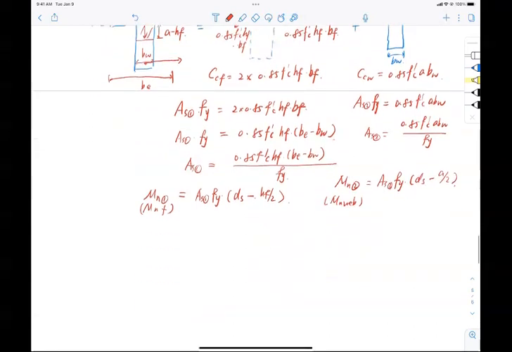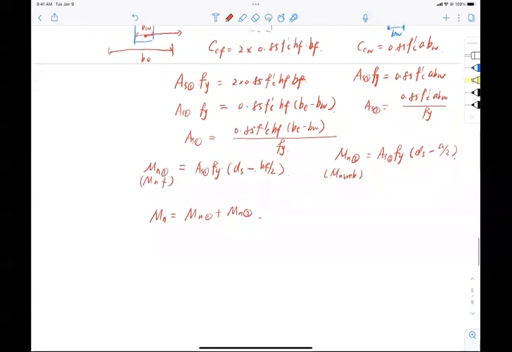So you find these two moments, and the nominal flexural capacity for the entire section is equal to Mn1 plus Mn2. Okay, is this clear? Any questions about it? Everybody's good with this? This is not too bad, right?